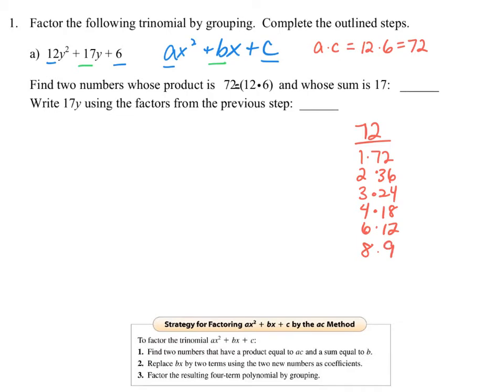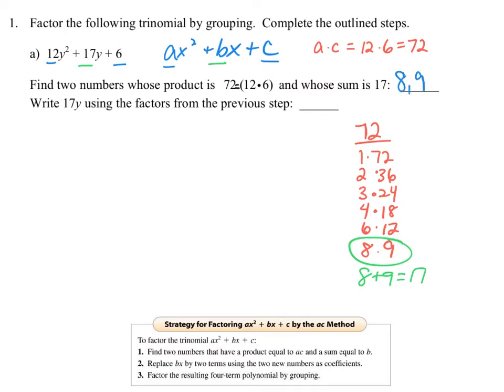Now out of all these pairs of factors, we could also consider the negative 1 times negative 72, negative 2 times negative 36, and so on. All of those would equal a positive 72. We want to find the pair of factors that gives you that middle term of 17. And in this case, we have 8 times 9 equals 72, and 8 plus 9 is equal to 17. So we have found our two numbers, 8 and 9.